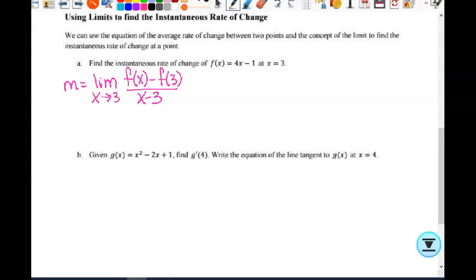Okay, so we need to know two things. We need to know f of x, which we know. We need to know f of 3, which we don't, so let's find that. f of 3 is equal to 4 times 3 minus 1, which is what? 11. Okay.